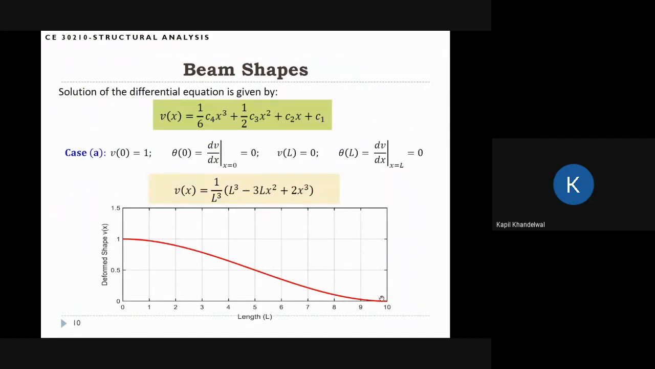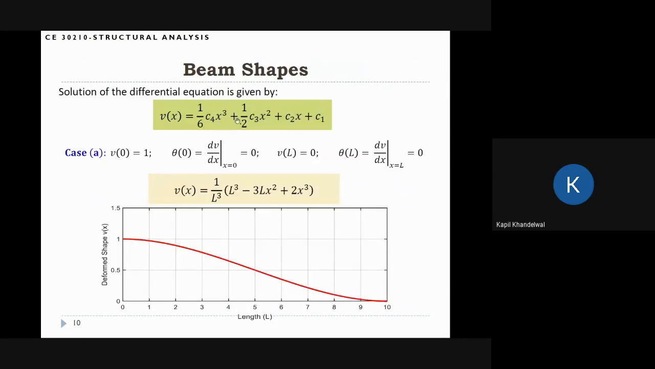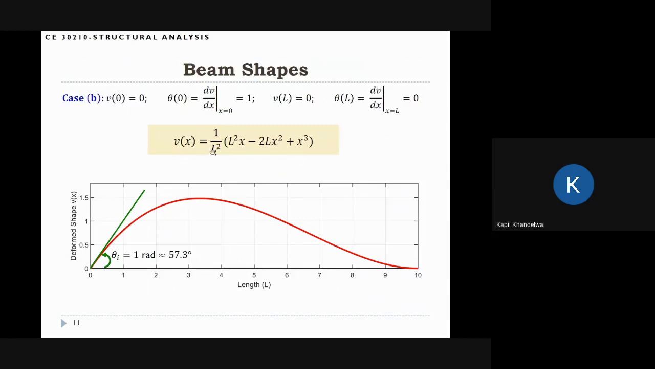Now for the B case, where the rotation is 1, in this case theta i is 1. If I again solve for these 4 coefficients with the 4 boundary conditions, this is the Vx we will get. So it's again a cubic polynomial, and if I draw the deformed shape of the central axis, we get a red line.